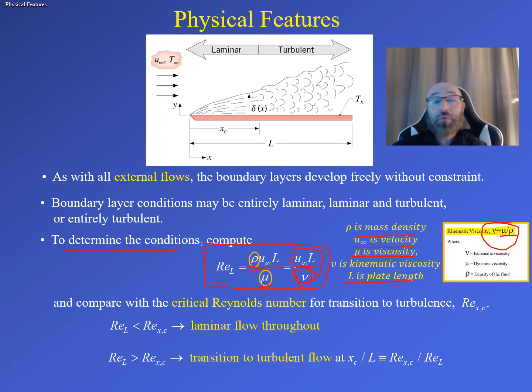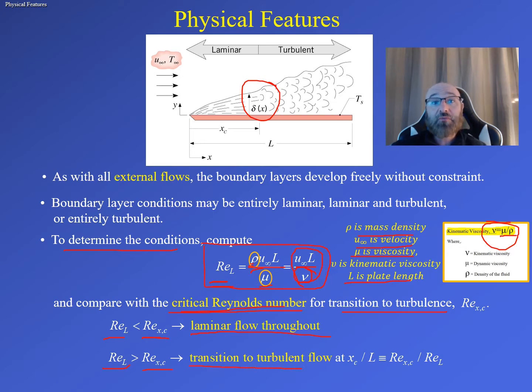So now what we can do is compare this value here with the critical Reynolds number, which right here is our Re sub x comma c. That's our critical Reynolds number for our transition to turbulence. So right here we're transitioning into our turbulent region. So if this value that we get from our relationship up here is going to be less than our critical Reynolds number, then we have laminar flow throughout.